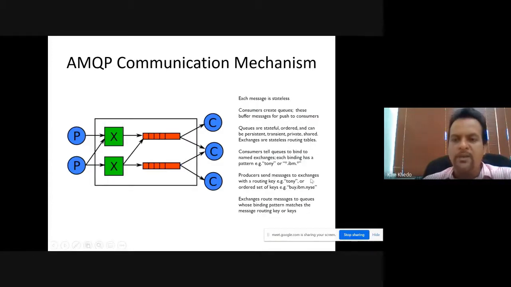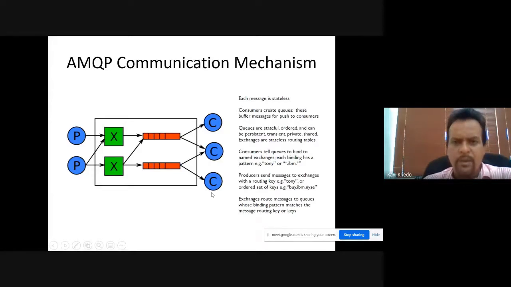Producers send messages to exchanges with a routing key, for example, Tony, or an ordered set of keys, for example, buy.ibm.nyse. So this can be a set of keys as well. So exchanges route messages to queues whose binding pattern matches the message routing key. So these two should match, the queue name and the routing key. When they are matched, then the linking is done by the binding. The word that is used here is called binding. The binding is done by the exchange.